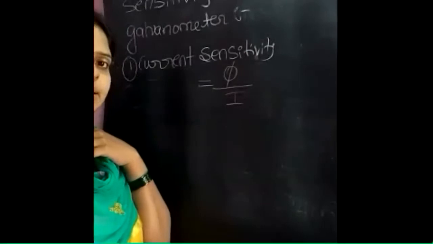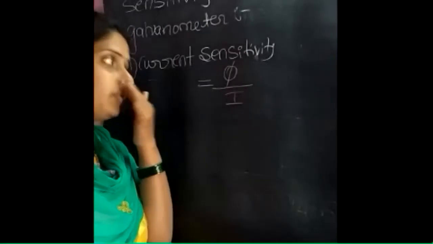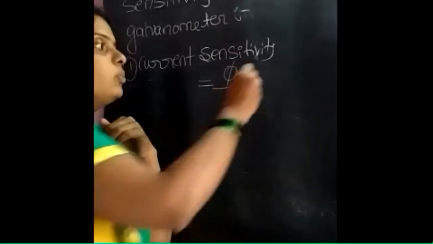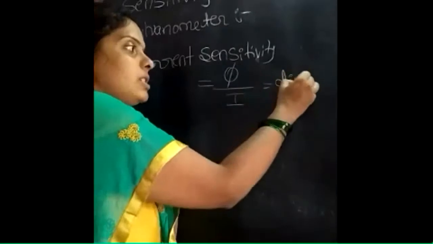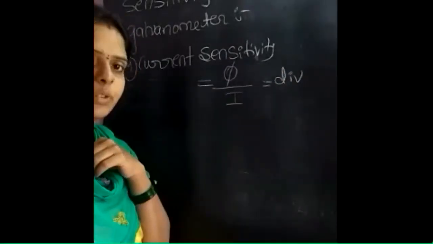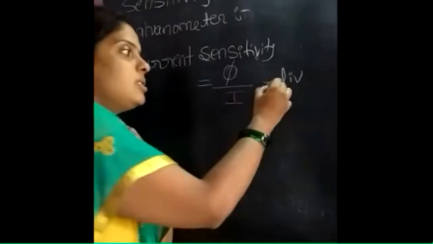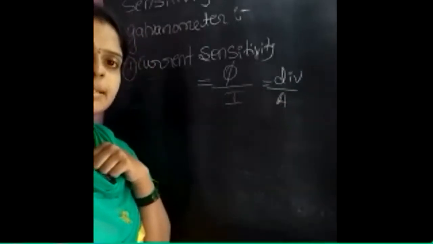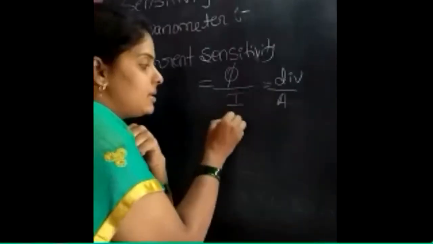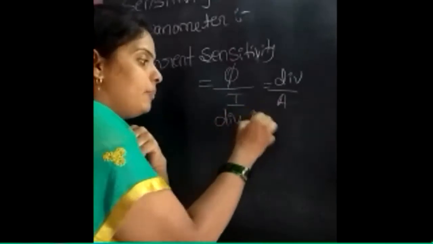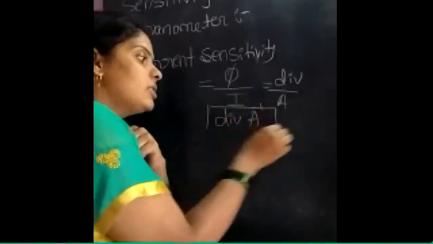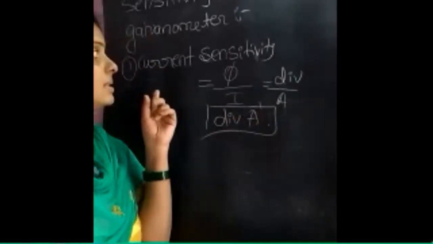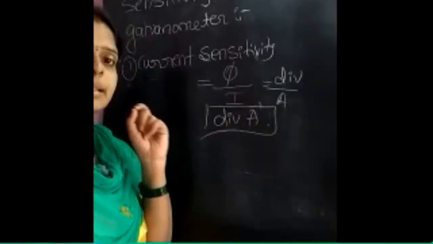Any idea? See, deflection we measure in terms of division. Current we measure in terms of what? Ampere. So the unit of current sensitivity is division per ampere. That is the unit of current sensitivity.